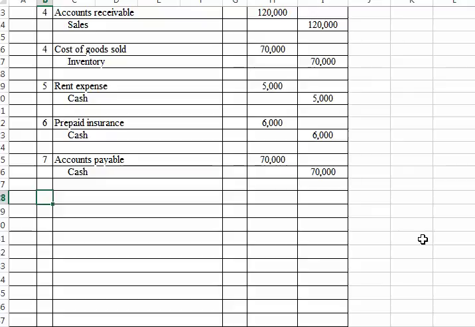Okay, customers have paid us part of what they owe us on account. Well, that means we have more cash. It's an asset that increased by $55,000. If customers paid us part of what they owe us on account, then the asset account, accounts receivable, decreased. It's an asset, they decrease on the credit side.